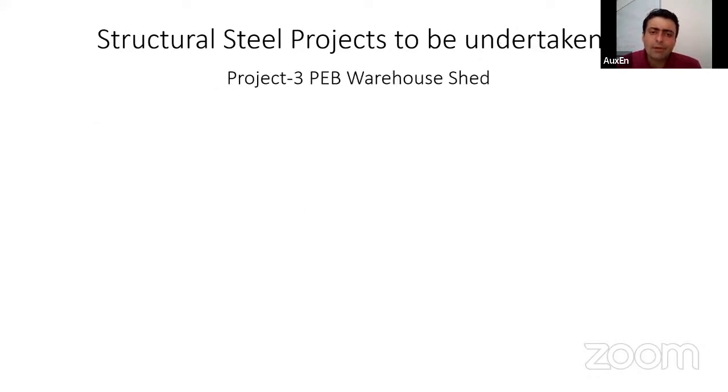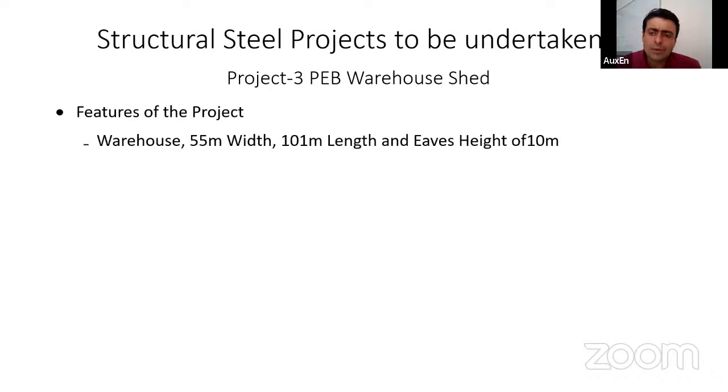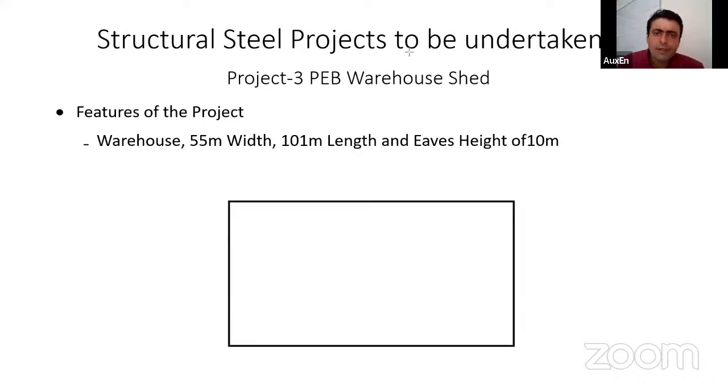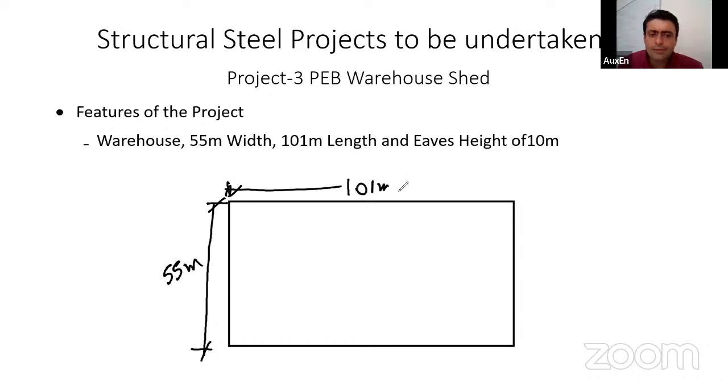Then the third project will be a big warehouse shed. A pre-engineered warehouse shed is what we will be doing next. Again, this is quite a big project, 55 meters in width. This is the plan size. So the span, the width, is 55 meters and the total length is 101 meters.